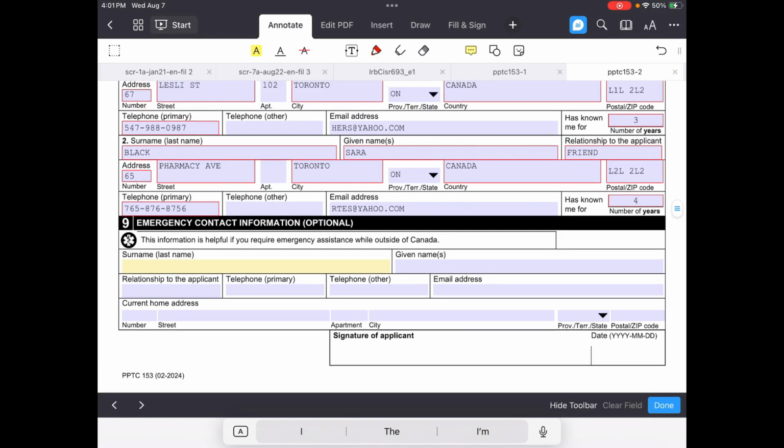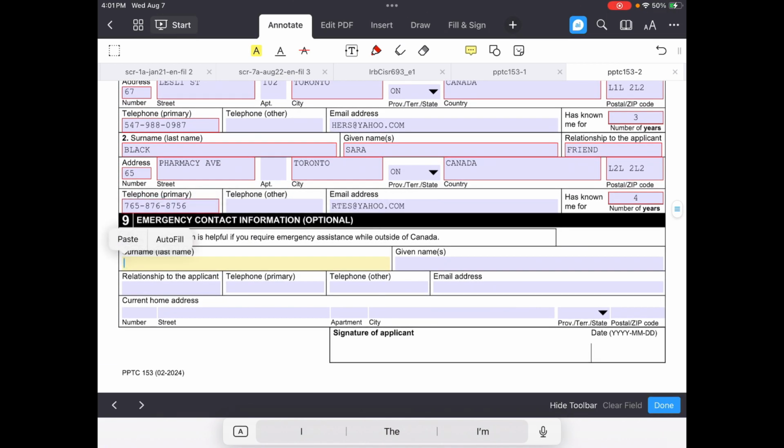If you don't want to, you don't have to fill it out. I'm just gonna fill it out. I'm just gonna say, I don't know, I want my emergency contact information. Let's say the relationship is my sister. Her name is Tina. Her last name is, let's say, Ross. And then again, relationship is sister.